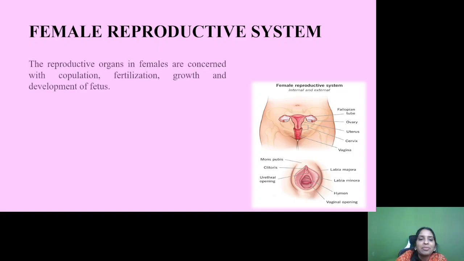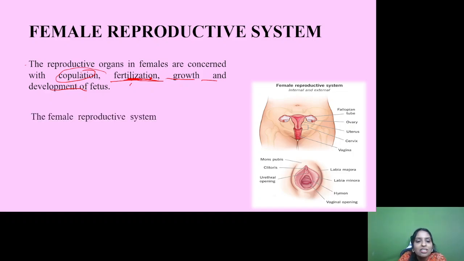See, as we all know, the reproductive organs in females are concerned with copulation, and next is the fertilization. You all know fertilization, right? The meeting of the sperm and the ovum results in the formation of a fertilized egg. And this fertilized egg develops, that is the growth and development of the fetus. If you want, you can take the notes of it also.